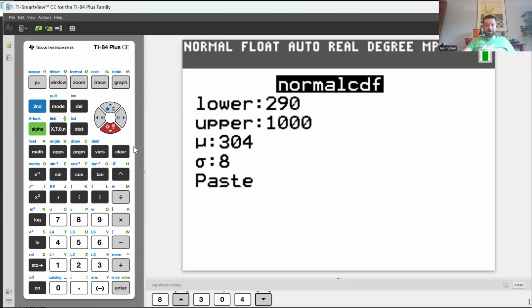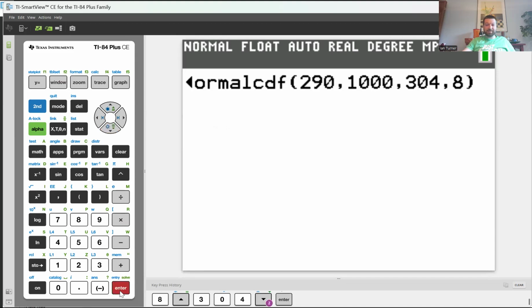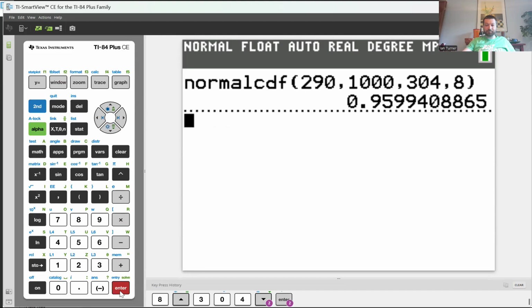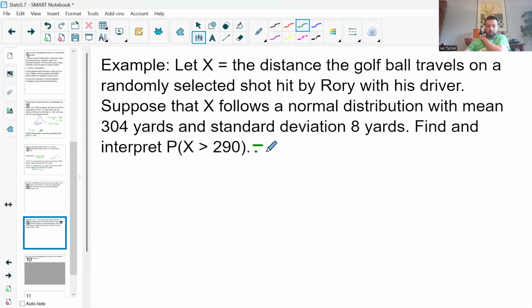You go down and you hit paste. And there's your normal CDF with all of our stats. And we get the chance that he drives more than 290 on any random thing is 96%. Okay. So let's go back here, 96%. This equals 96%.